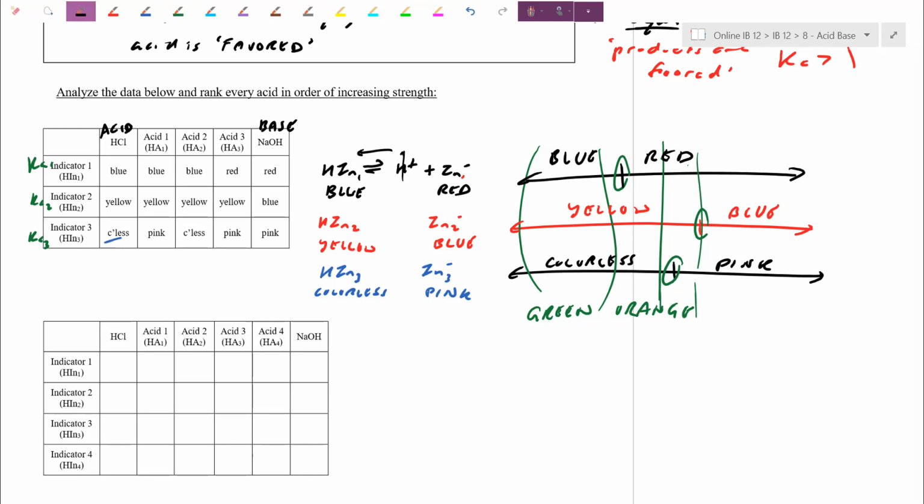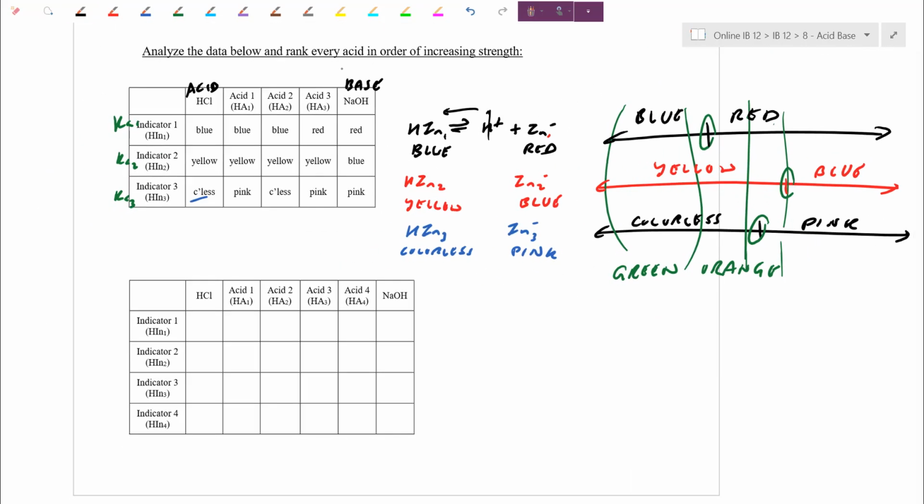What they want in this question here is they want to identify, can you rank these acids in order of increasing strength? Essentially, what you're going to look at is, well, I know the indicator 1 is blue in acid. So these ones here are acidic enough to keep this in blue. This one here is only in red. So therefore, I would conclude that acid 1 and acid 2, these 2 are stronger than acid 3.